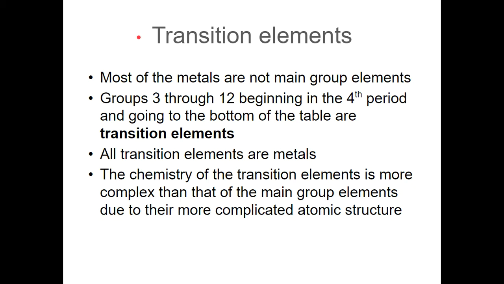Now we're moving in. These are still metals, but we're talking more specifically, because most of the metals are not the main group metals: groups 3 through 12, beginning with period 4. If you orient yourself on the periodic table, going to the bottom of the table are transition elements. All transition elements are metals. The chemistry of transition metals is more complex than that of main group metals due to their complex atomic structure.